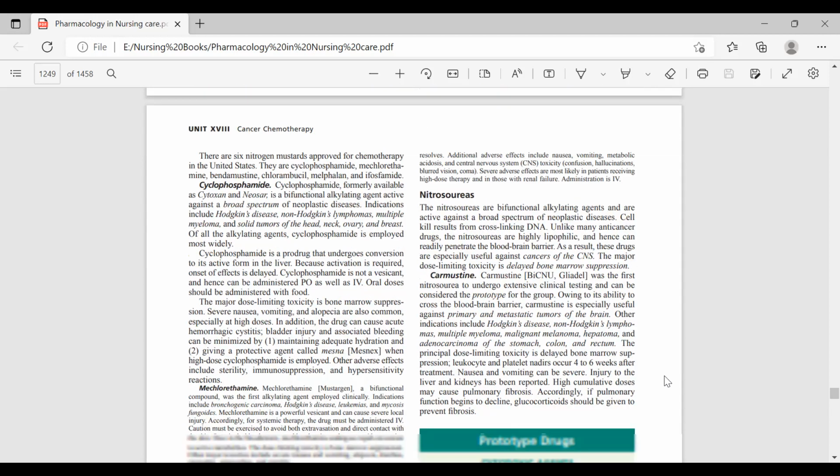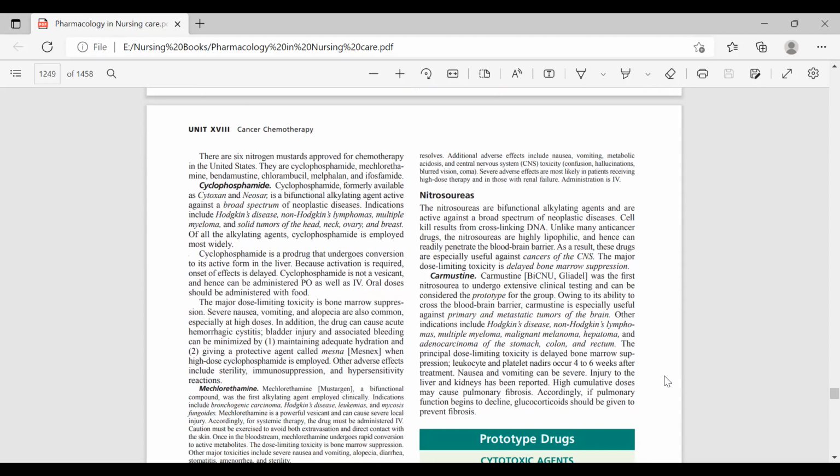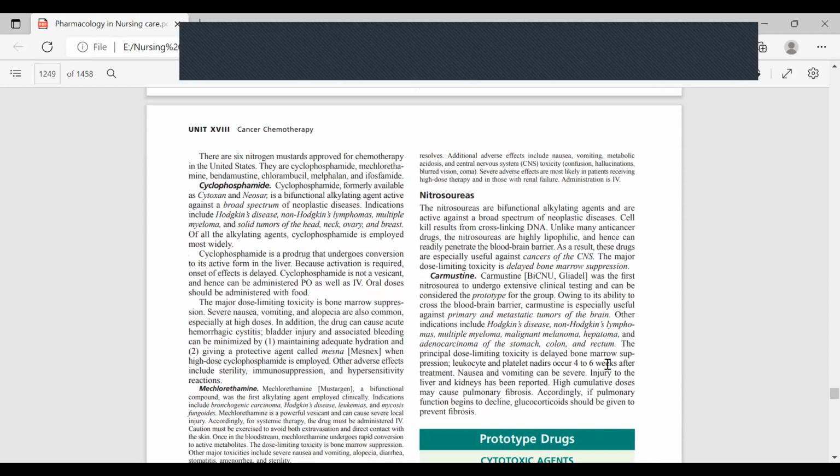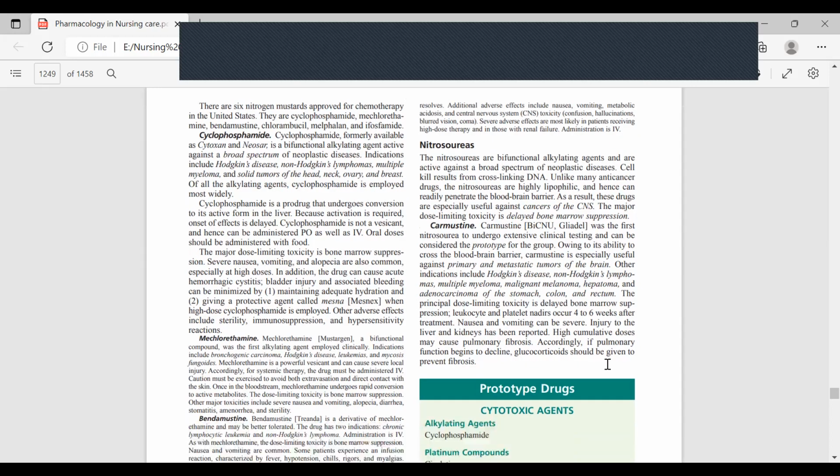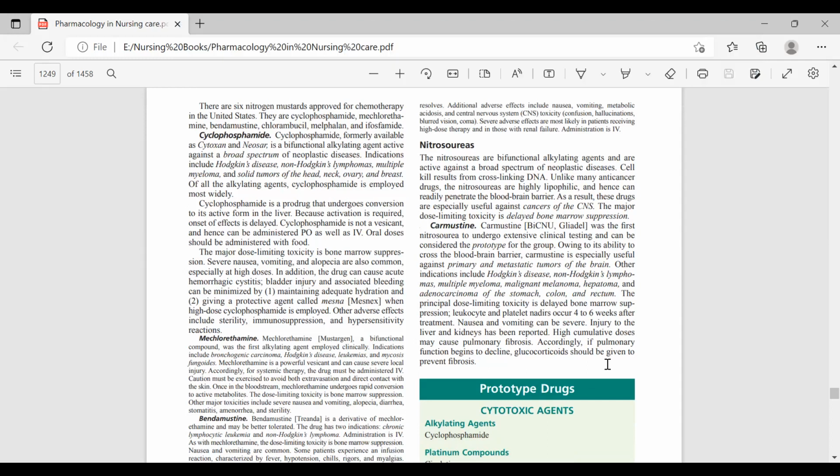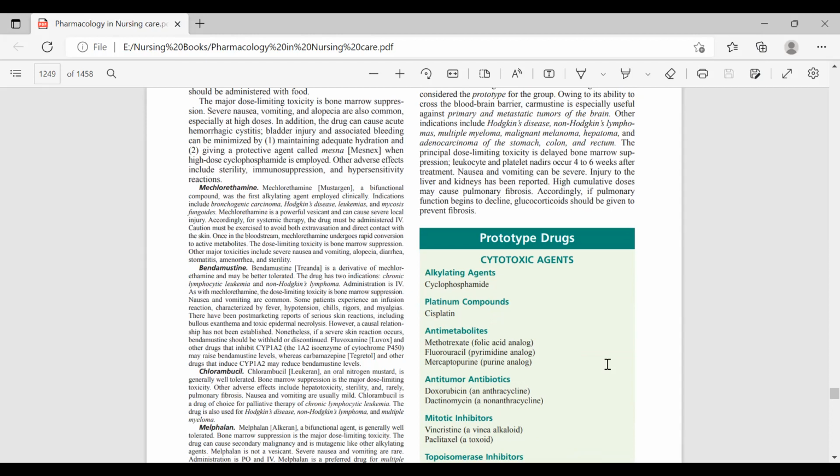Additional adverse effects include nausea, vomiting, metabolic acidosis, and central nervous system toxicity: confusion, hallucination, and blurred vision. Severe adverse effects are most likely in patients receiving high dose therapy and in those with impaired renal function. The administration is IV. The other class of drugs is nitrosoureas, which include carmustine, lomustine, and streptozocin.